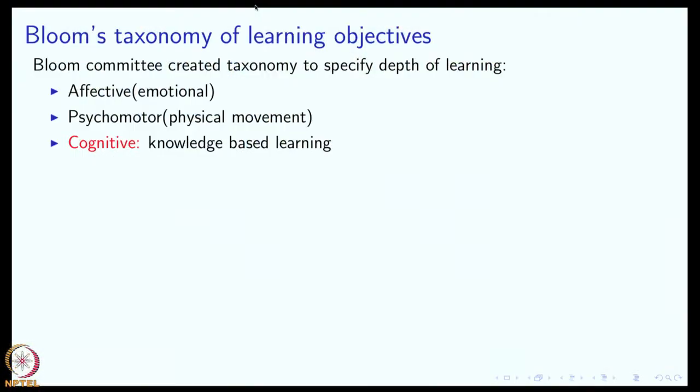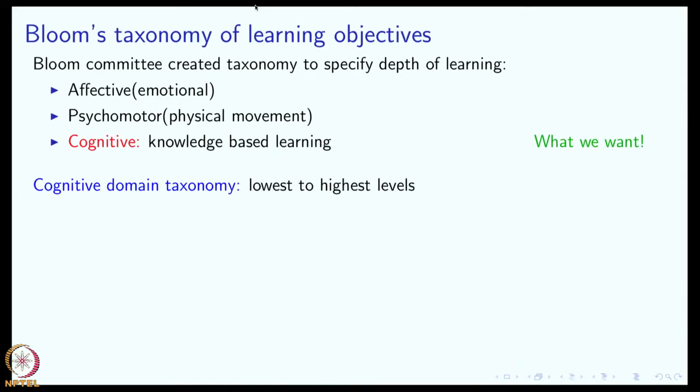And the third domain was the cognitive domain. So this is what you might call knowledge-based learning, which is what we are interested in. Our subject can be said to be cognitive or knowledge-based. It doesn't deal with muscles or emotions, but it deals with knowledge and thought. So this is what we want, and what did Bloom say about it?